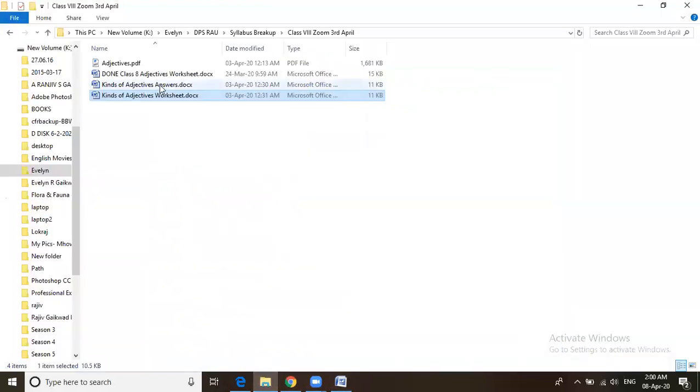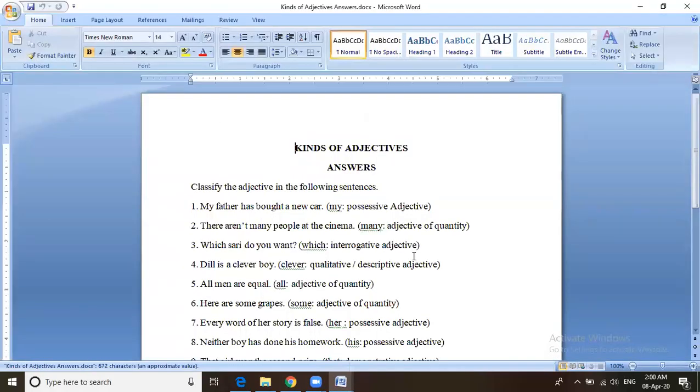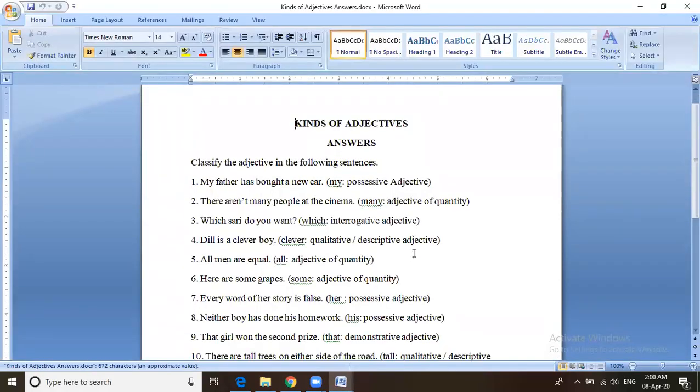Okay, now for the answers. My father has bought a new car. So here, my is the possessive adjective, new is the qualitative or descriptive adjective. There aren't many people at the cinema. So many is the adjective of quantity, talking about the noun people. Which sari do you want? Which is an interrogative adjective.